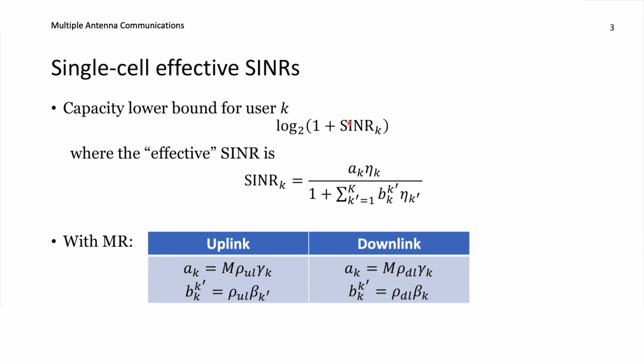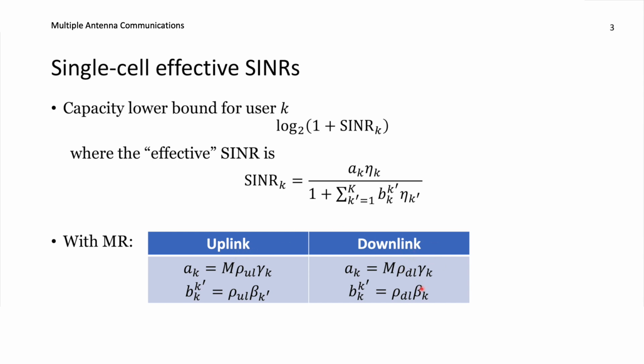But the interesting thing here is that in terms of the power control coefficients, we have the eta k here, we have the eta k prime here, and then we have some different factors here. And when we derived the capacity lower bound for user k in the downlink, we get the same type of expression. It's just that A k and B k k prime are different. So in the downlink, with maximum ratio, we were getting A k, which is also equal to M, the number of antennas, times rho downlink, the transmit power in the downlink, and then gamma k, which is still the estimation quality. So it looks very similar, it's just the uplink or downlink power that is changed.